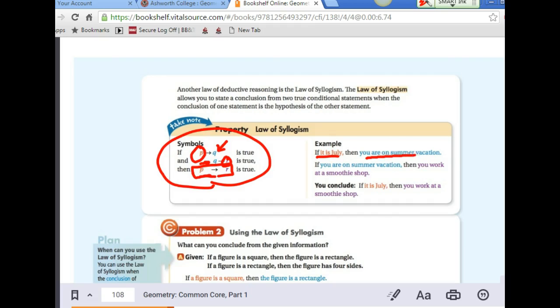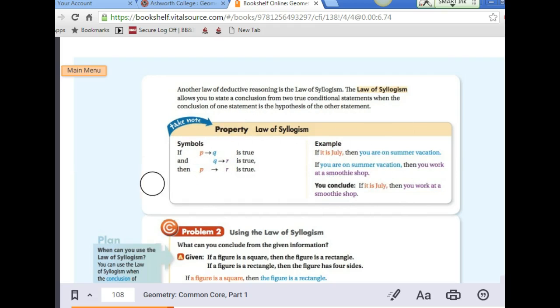If it is July, then you are on summer vacation. And if you are on summer vacation, then you work at a smoothie shop. So since the conclusion of the first one started up with the hypothesis of the second one, then we can link the first and the last one together and say, well, if it is July, then you work at a smoothie shop. Now that may or may not be true, but it does follow the right deductive reasoning called the law of syllogism. Okay? Now, let's move down to the actual problem itself here and look at a couple of these.